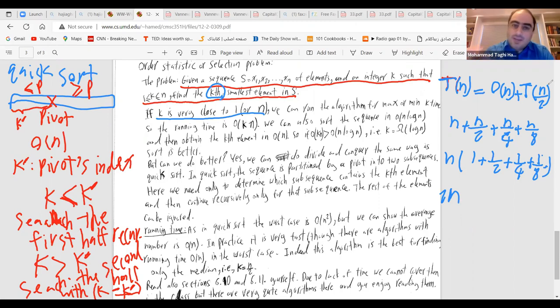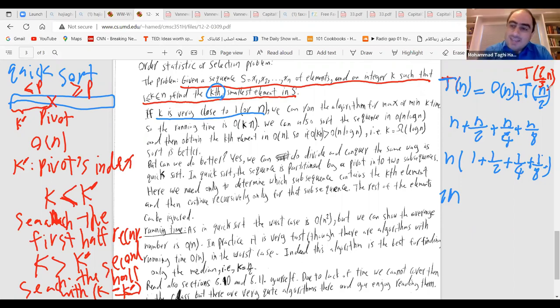Actually, even if we have something like 2/3 of n, instead of n over 2, we have T of 2/3 of n. As long as the remaining part is a constant fraction, the search that we are doing is a constant fraction. This constant fraction can be closer to one. There is no need for it to be half. Anything less than one, as long as it is constant, we should be in good shape.